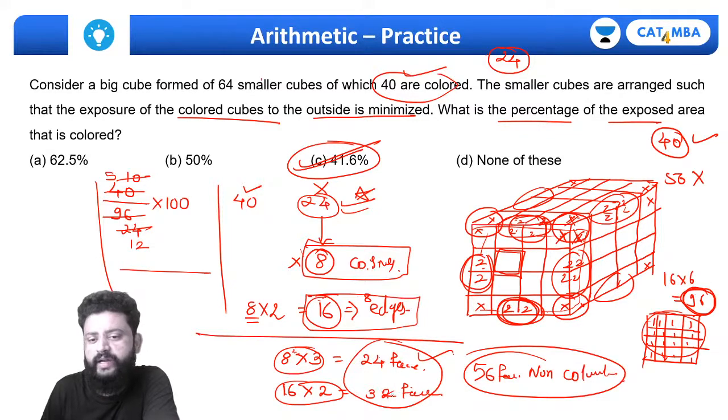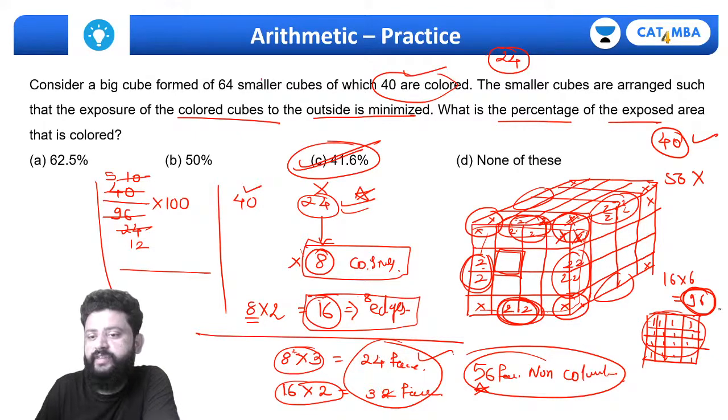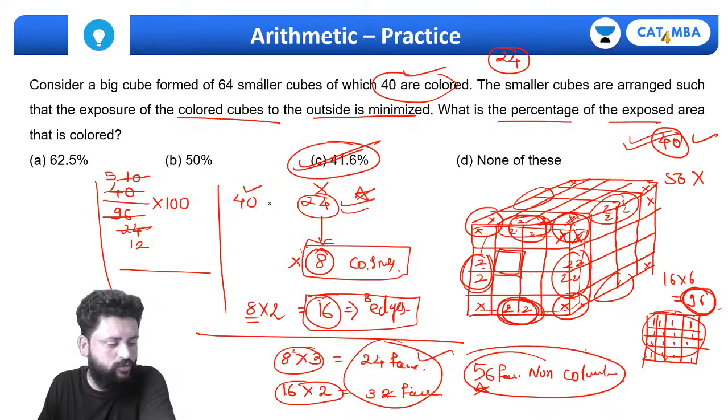So 32 plus 24, there will be total 56 faces जिनके बिल्कुल colored नहीं हैं out of 96. So how many will be colored? 40 will be colored. So 40 divided by 96, that percentage comes out to be close to 41.6%.